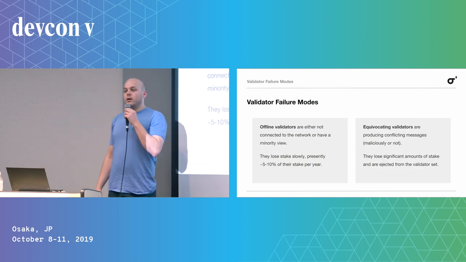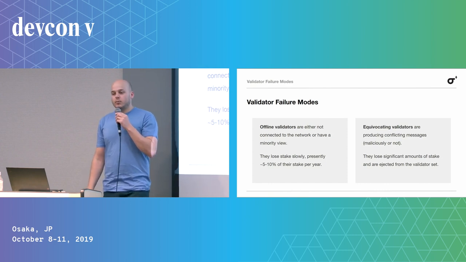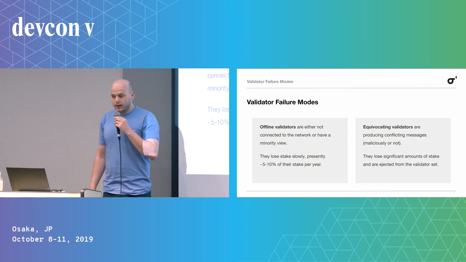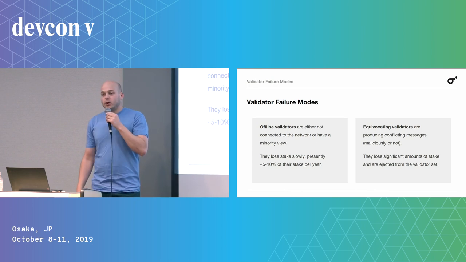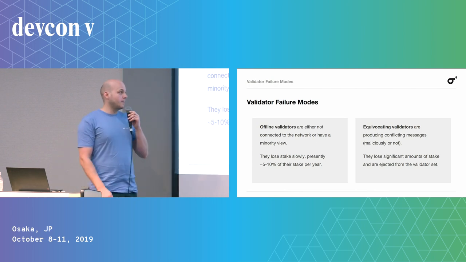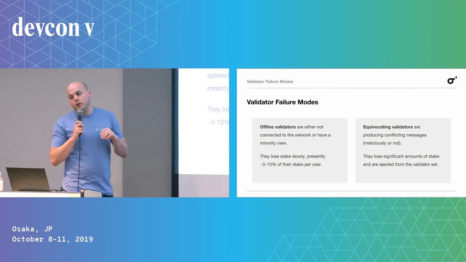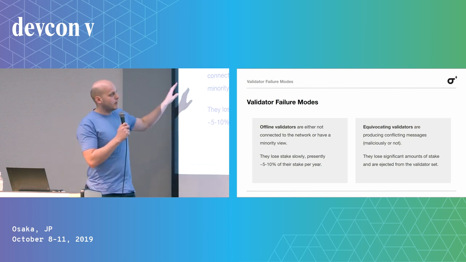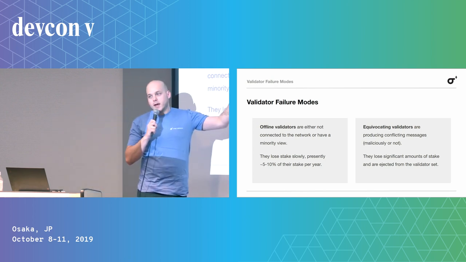As you know, they are replacing the miners as the block producers. So taking them offline will affect the liveness of the network and stop new blocks, which is very bad. So I want to talk about the two failure modes of validators. We have these two different modes: offline validators and equivocating validators.